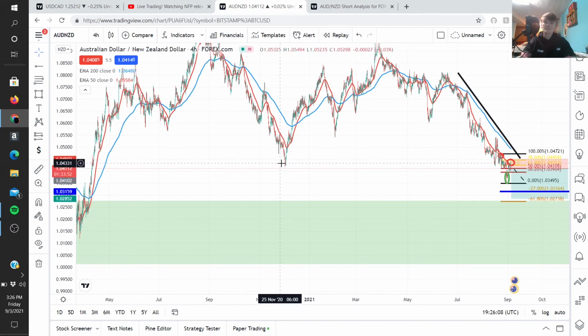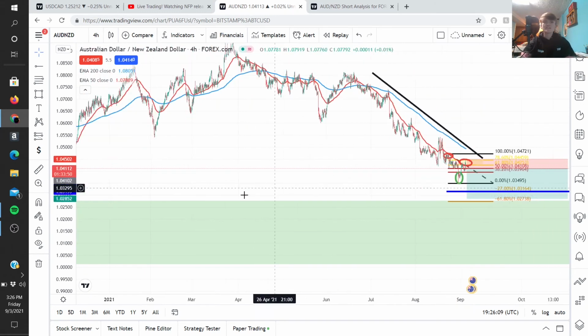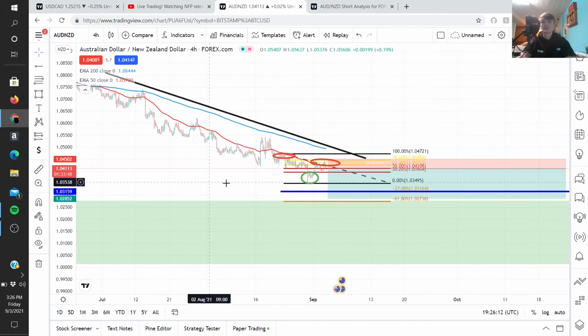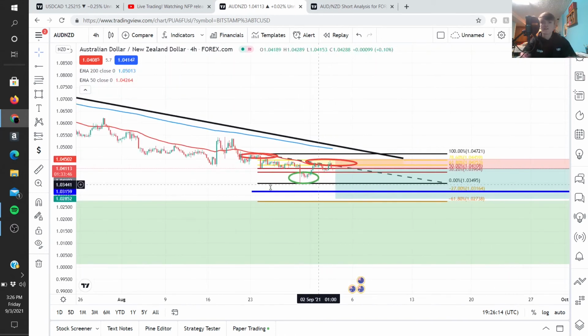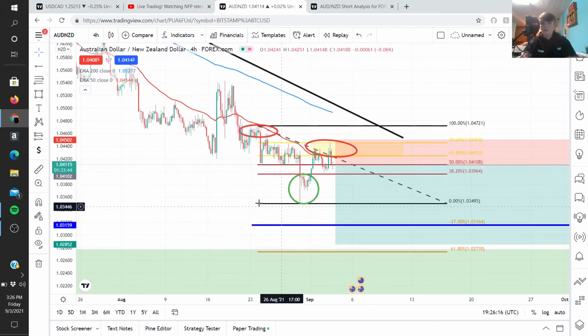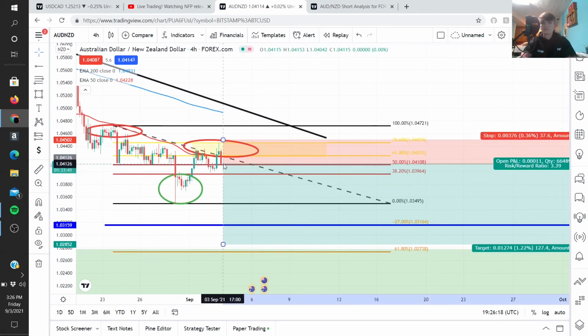Now, we did see price bounce off of here as well. But since we have the continuation of the downtrend here, the candlesticks are telling us what's going to happen. We're going to continue with the trend and we're going to sell down.